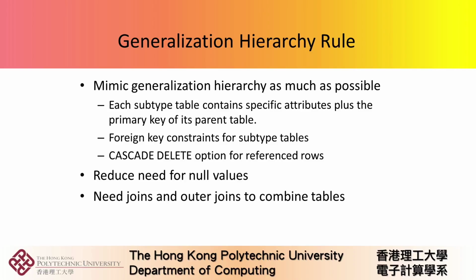These are the rules for using generalization hierarchy. First, to mimic generalization hierarchy as much as possible, each subtype table contains specific attributes plus the primary key of its parent table. There should be foreign key constraints for subtype tables. The cascade delete option should be available for referenced rows. Second, to reduce the need for null values. Last, use joins and outer joins to combine tables.